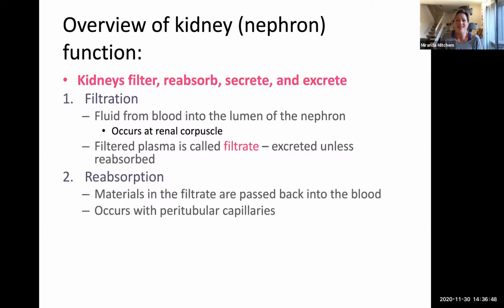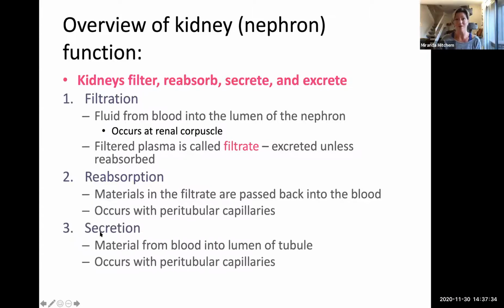So that brings us to the second function of the nephron and kidneys, where material has the opportunity to go back into the bloodstream. And this is happening with those peritubular capillaries that wrap around the nephron. So reabsorption is a very important part of our renal system. Anything that is not reabsorbed back to the bloodstream ends up in the urine. So reabsorption is very directional. It goes from the filtrate to the bloodstream. It is not the other way around.